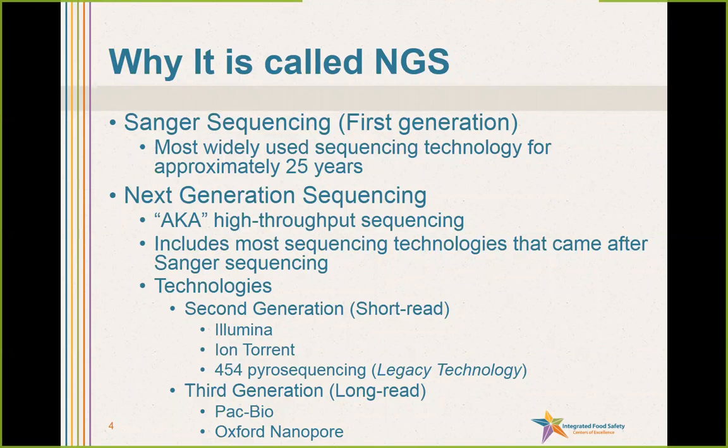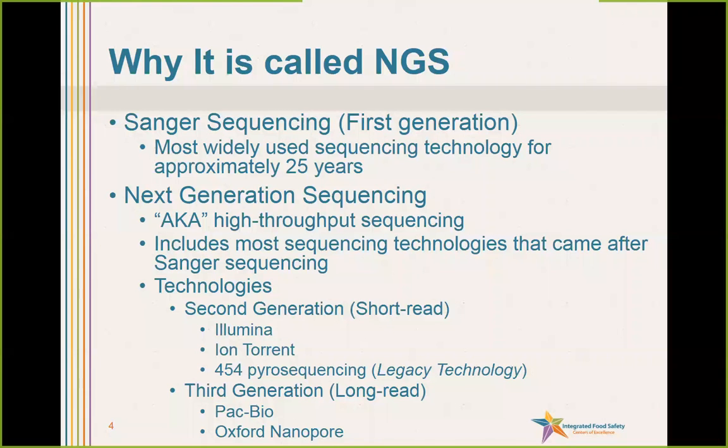So the father or mother of sequencing is called Sanger sequencing, meaning it's the first generation. It is a DNA sequencing technology that has been used for approximately 25 years. This has given way to next-generation sequencing, also known as high-throughput sequencing. Next-gen sequencing is an umbrella that includes many different platforms. These platforms reside under either the short read variety or the long read variety. We usually consider the short reads to be the second generation and the long reads to be the third generation.